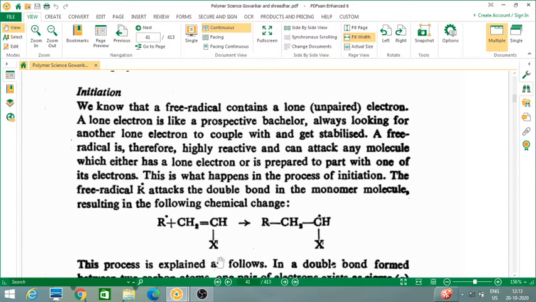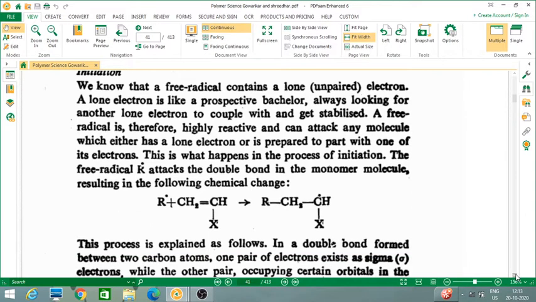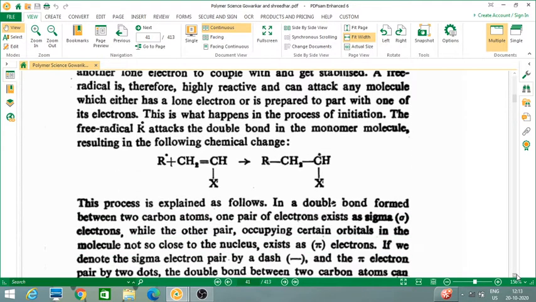Suppose this is a monomer CH2=CHX. If X is replaced by Cl, this will be a vinyl chloride monomer. So R star attacks here and then the chain is initiated. It attacks the double bond, which gets converted into a single bond, and we get R single bond CH2 single bond CHX, and the radical site from R is now shifted to CH. The process is explained as follows.